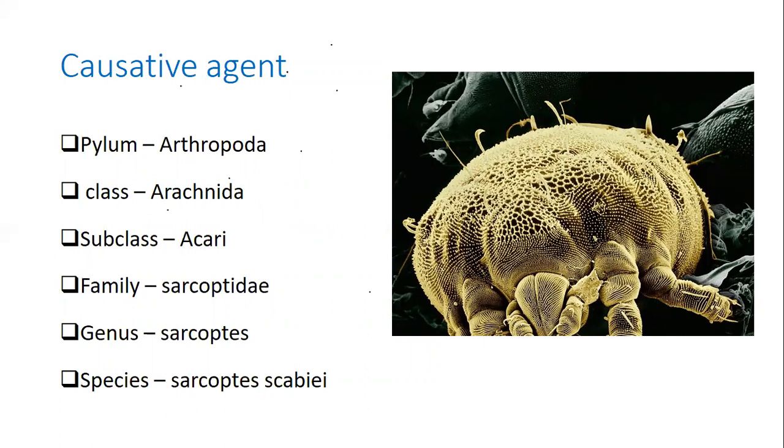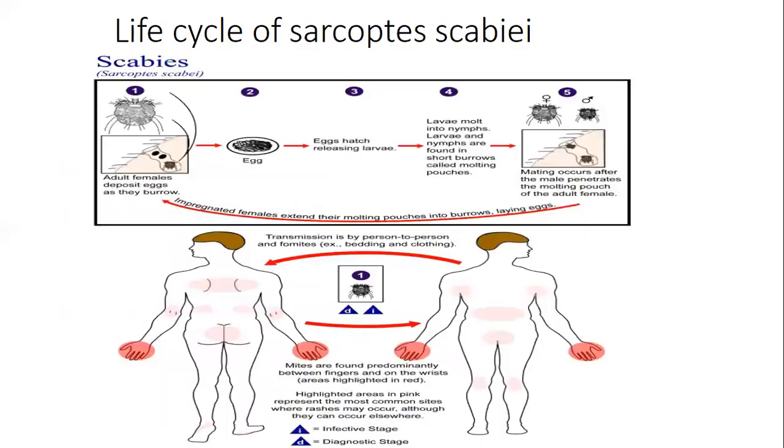The causative agent belongs to the phylum Arthropoda, class Arachnida, subclass Acari, family Sarcoptidae, genus Sarcoptes, species Sarcoptes scabiei. Now the life cycle of Sarcoptes scabiei. It undergoes 4 stages: egg, larva, nymph, and adult. The female deposits 2 to 3 eggs per day as she burrows under the skin. Eggs are oval, 0.1 to 0.15 millimeter in length. These hatch in 3 to 4 days to release larvae. The larvae migrate to the skin surface and burrow into the intact stratum corneum, where they construct short burrows called molting pouches.